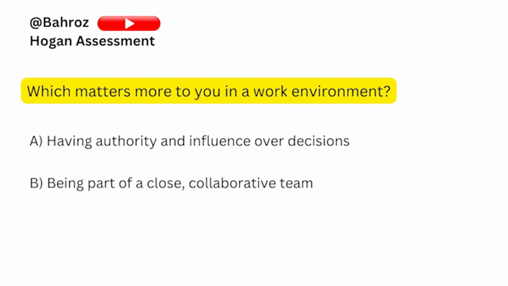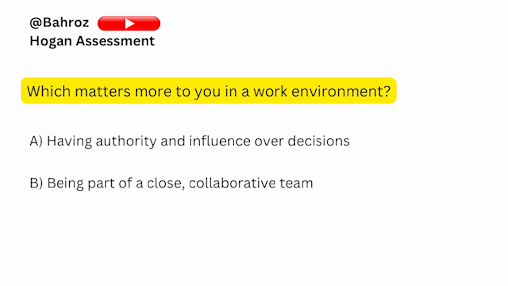Question 19. Which matters more to you in a work environment? A. Having authority and influence over decisions. B. Being part of a close, collaborative team. The power scale measures desire for control and influence, while the affiliation scale measures how much you value belonging and relationships at work. Now, both are legitimate motivators, but here is the strategic lens. Which one does the role demand?